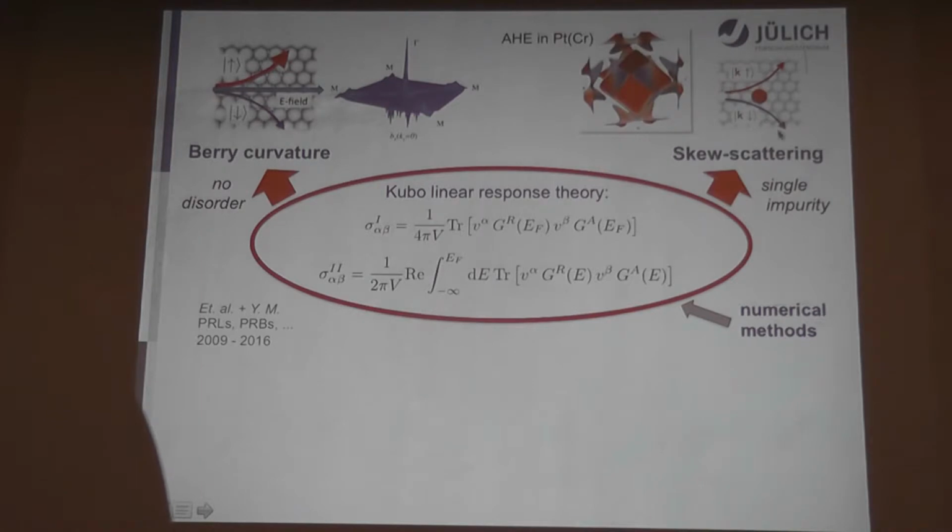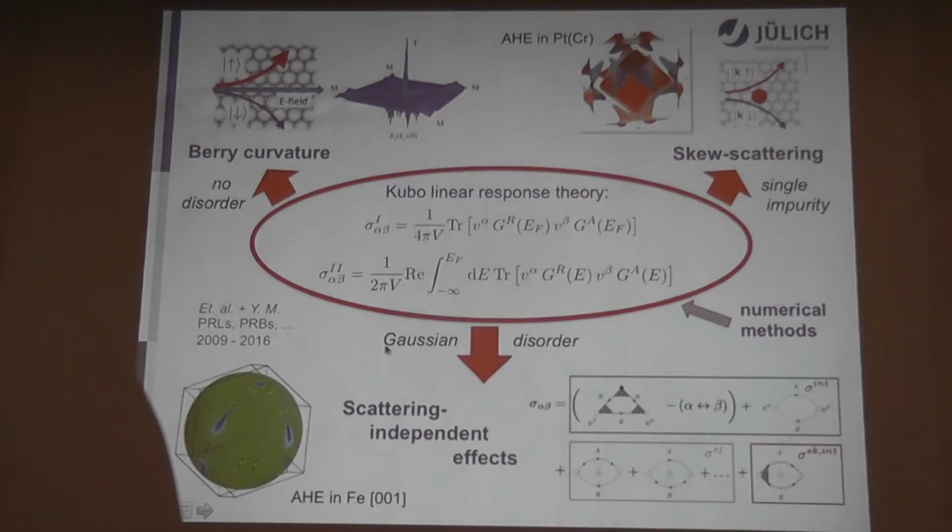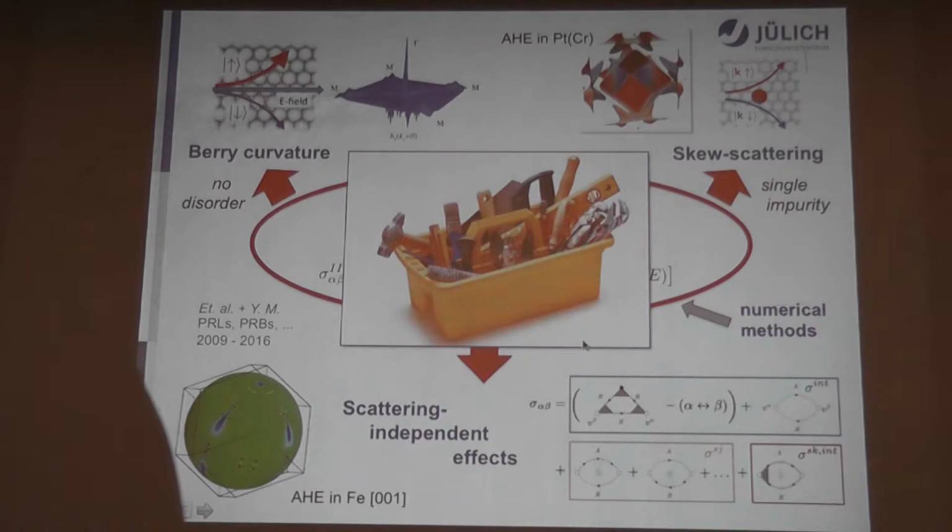However, you can consider, for example, single impurity scattering, which via the Boltzmann theory you can use to calculate the skew scattering contribution to the anomalous Hall effect or other effects. You can even stay somewhere in between and use some simple models for disorder, such as Gaussian disorder, which gives rise to so-called scattering-independent Hall effects and scattering-independent contributions to various things. So at the end of the day, you end up with a whole toolbox of methods and numerical tools which allow you to treat various materials in various situations for various effects. Let me give you an example of how this works.